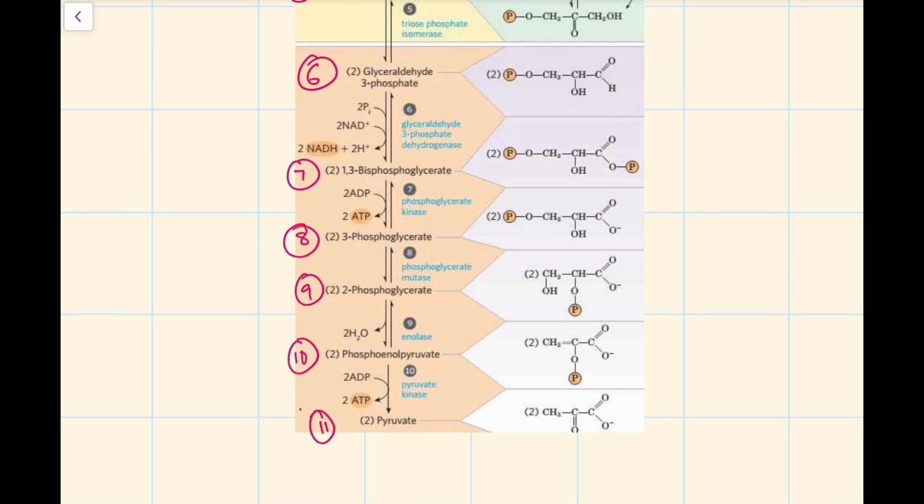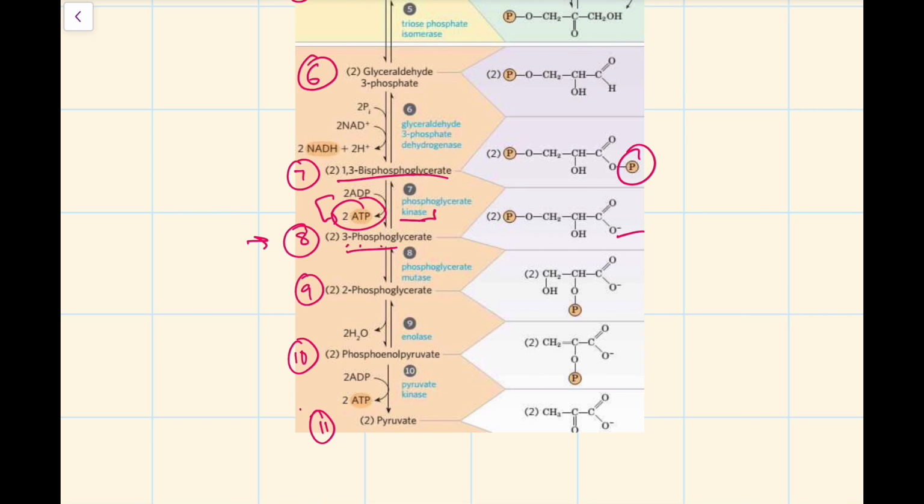Alrighty, so now we find ourselves at the 8th intermediate of glycolysis, which is 3-phosphoglycerate. And in order to get from 1,3-bisphosphoglycerate to 3-phosphoglycerate, we are losing a phosphate group and we are producing ATP. So, wow, yay, our first ATP production here, and it is done by phosphoglycerate kinase.